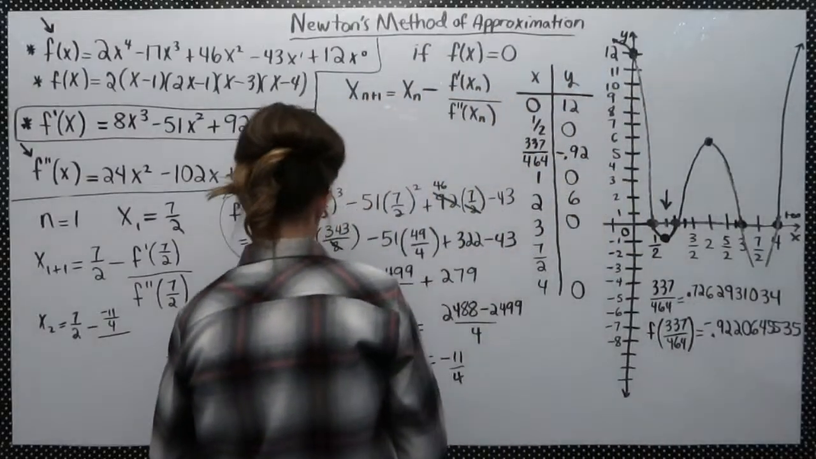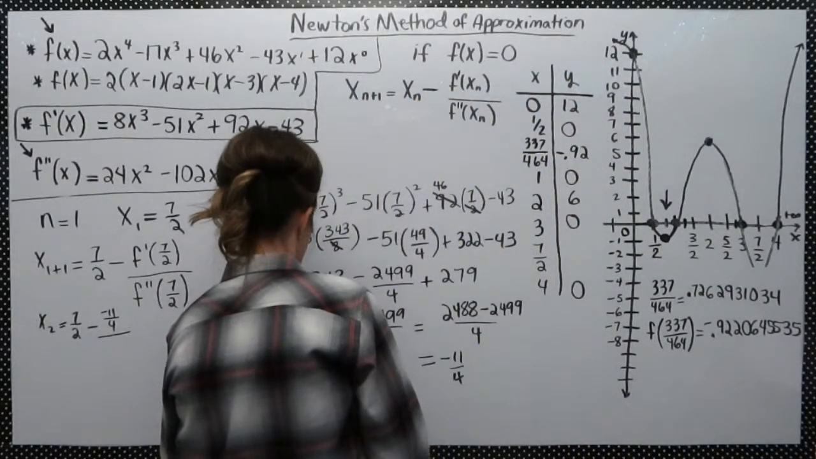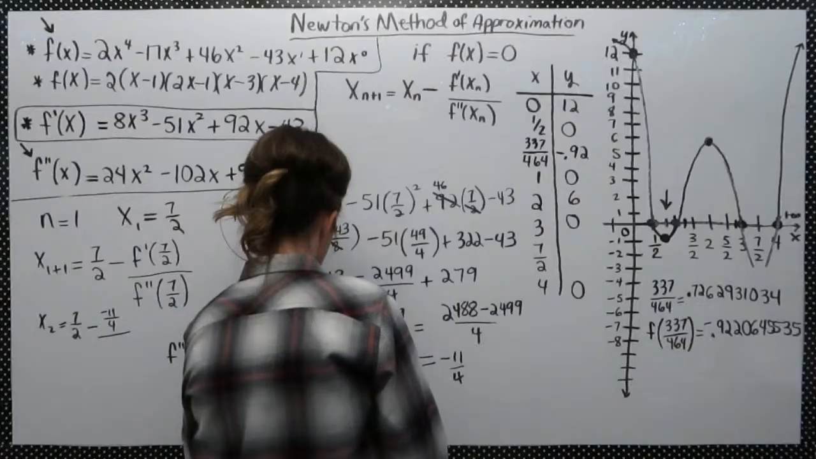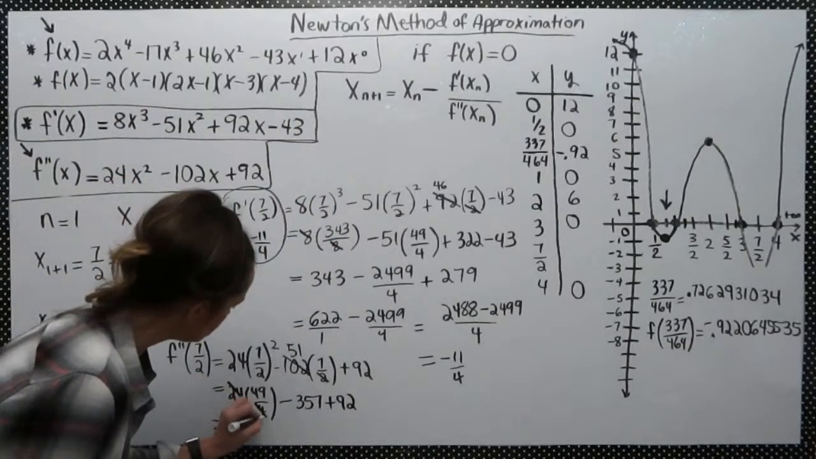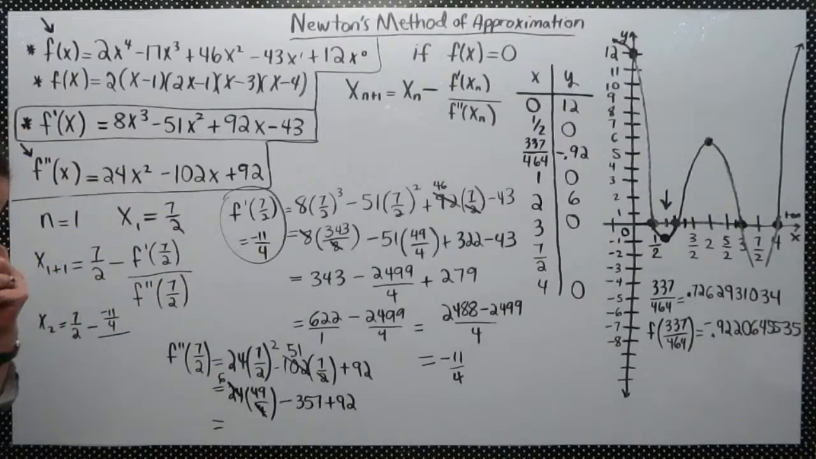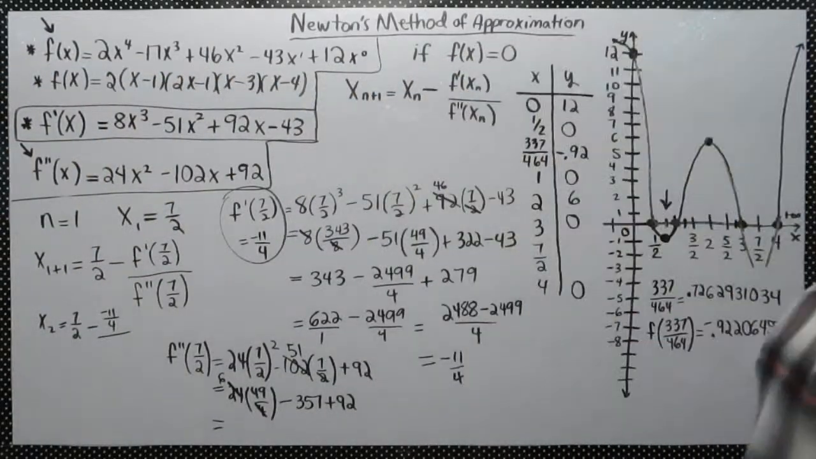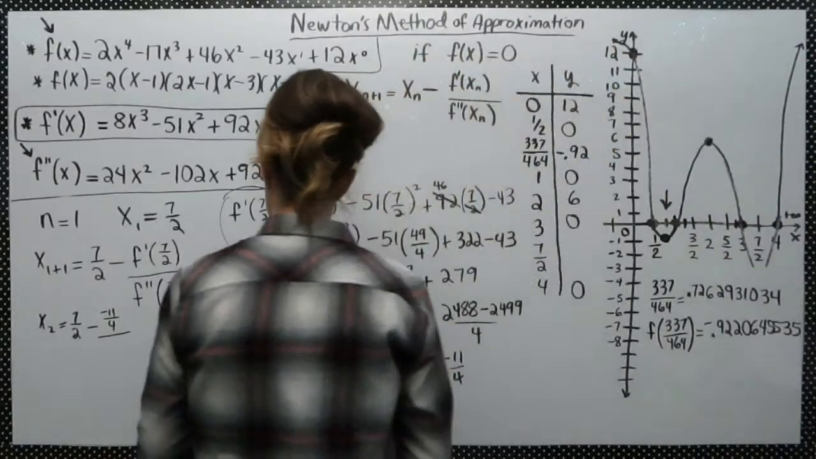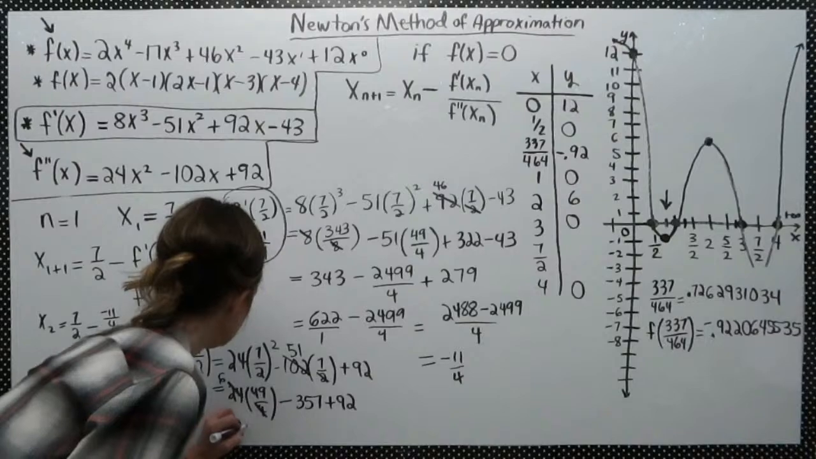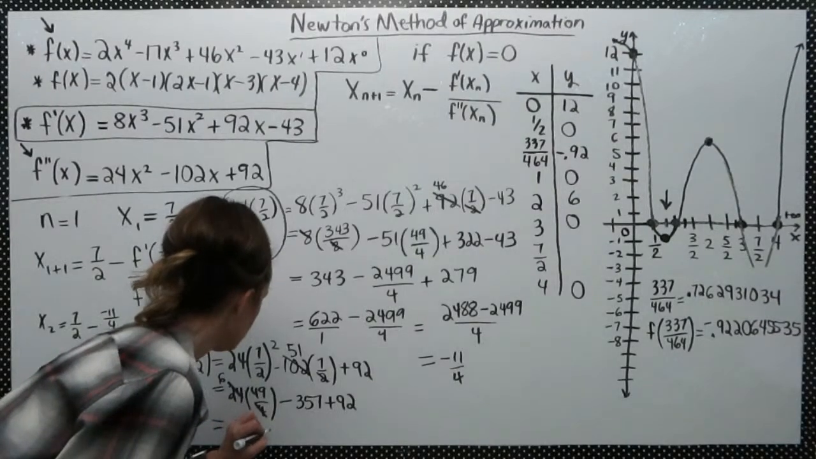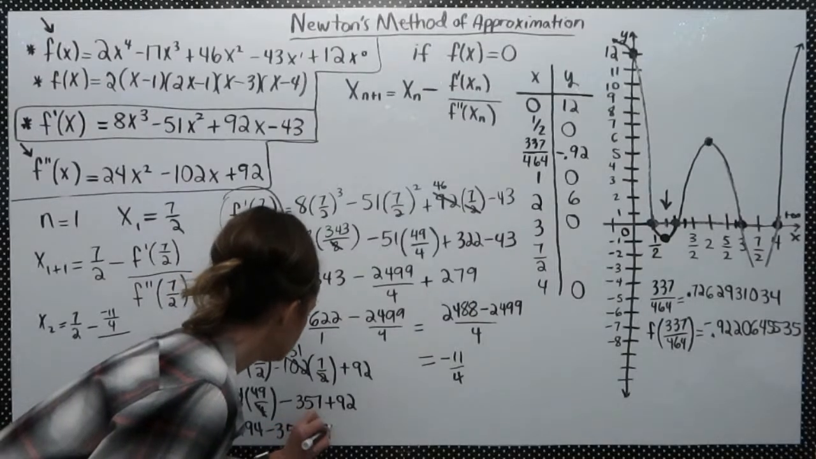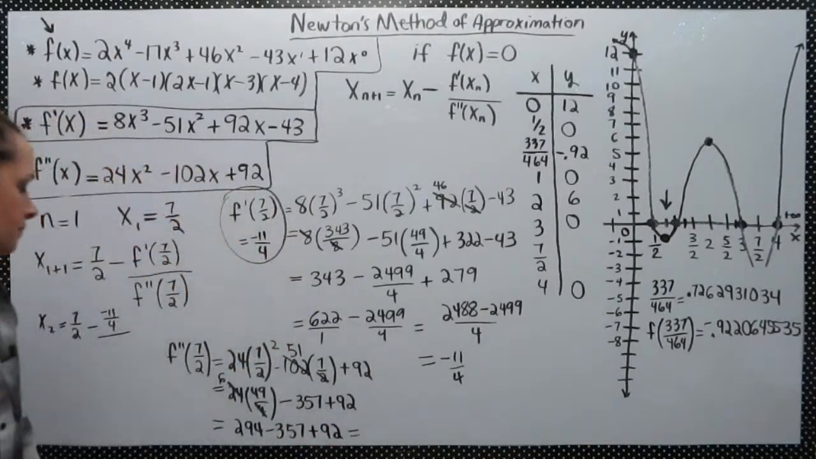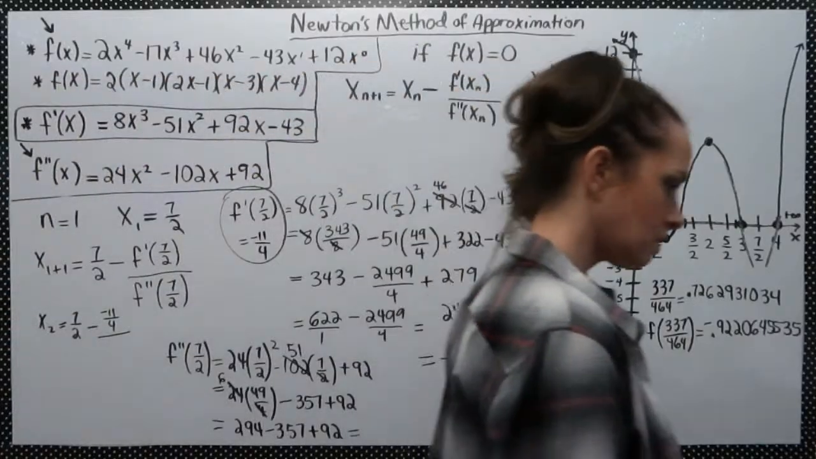357 plus 92. So 24 also reduces down. That's 6. 6 goes 6 times 49, that's 294. Okay, so we've got 294 minus 357 plus 92. So we'll figure that out real quick.